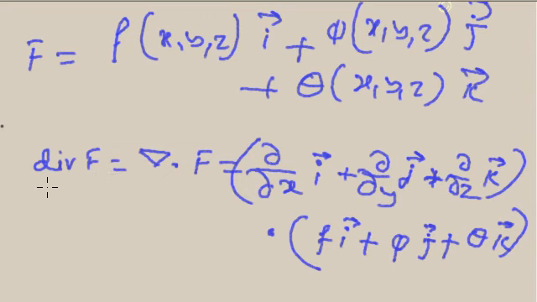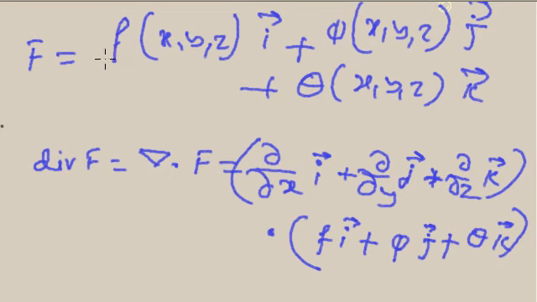So divergence of f is equivalent to del dot f, but f is a vector quantity, so you require to perform dot multiplication of del and f. Del is also a vector. You can treat del as a vector quantity. And what is the meaning of del? Del is del by del x i, del by del y j, and del by del z k. It is a vector quantity, and you dot multiply it with vector f.